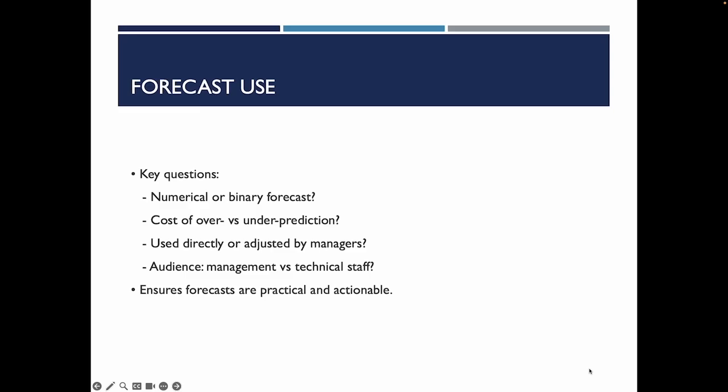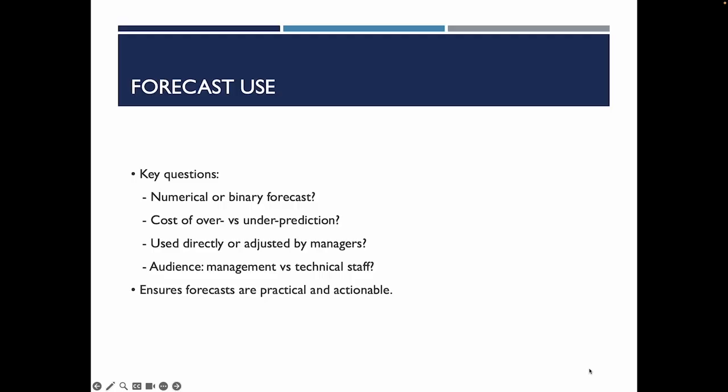Yes or no? The second thing is the cost of error. Is over-predicting worse than under-predicting? Like in airlines, over-predicting demand, so what's going to happen? Too many empty seats, big cost. In hospitals, under-predicting ER visits is going to cause what? Staff shortage, big cost as well. The other thing that you need to look at is direct versus adjusted forecasts. Will managers use your forecast as is, or adjust it manually, because they have more experience than you do, because you're a tech person at the end?